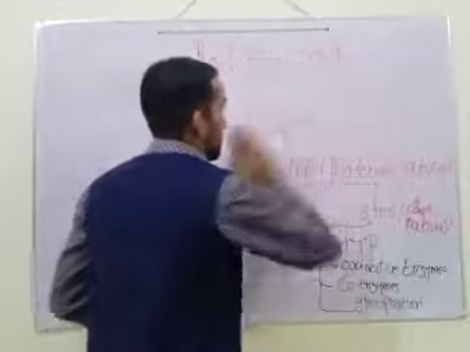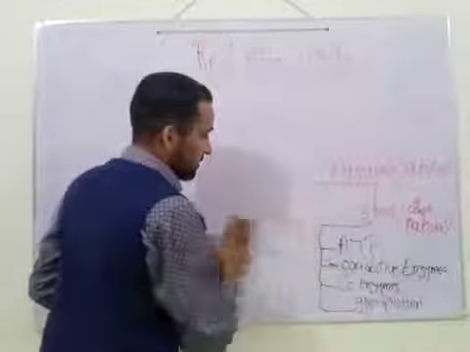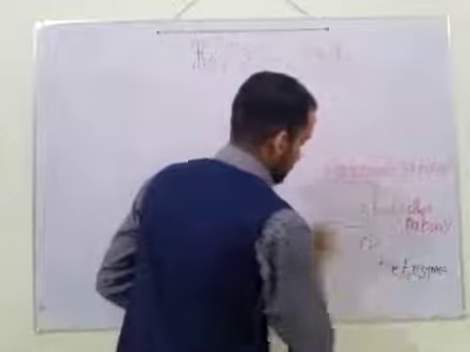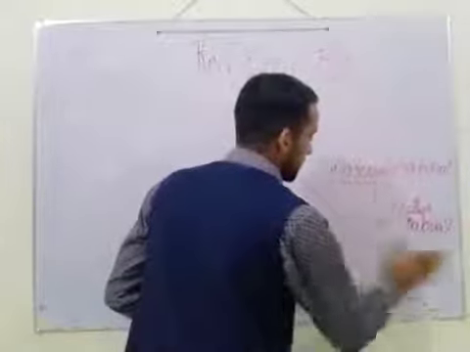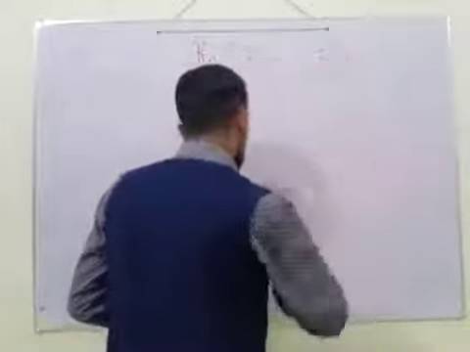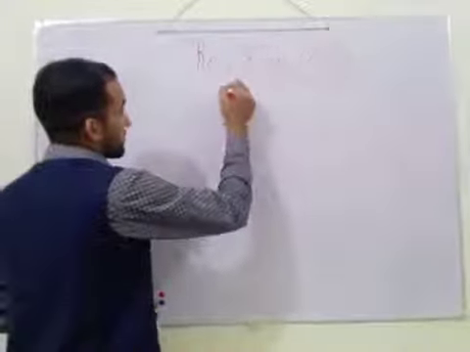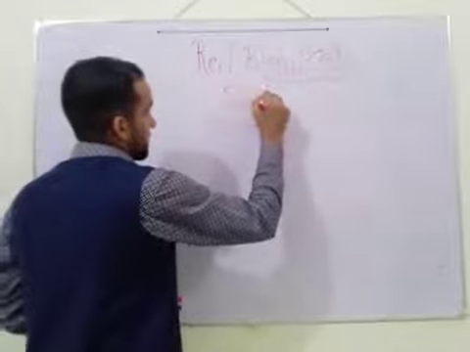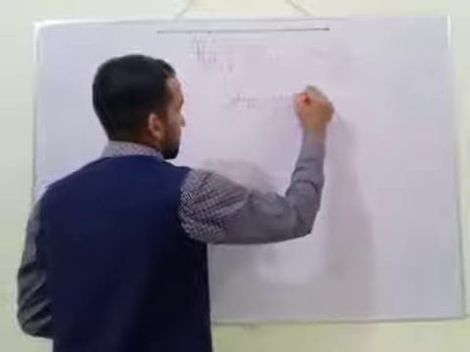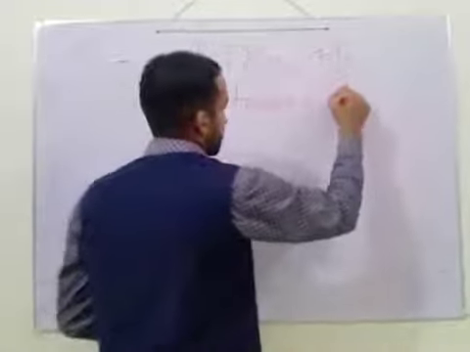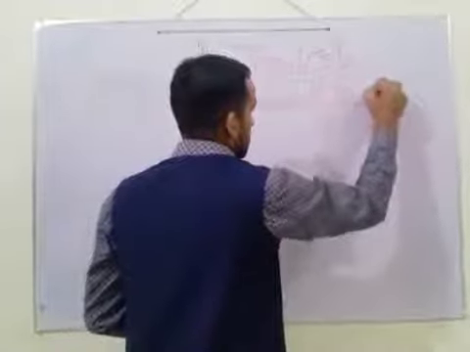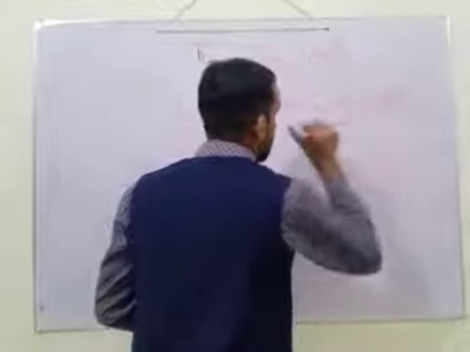Now we talk about the structure of red blood cells, what is the microstructure of red blood cell. So the third objective is the structure of red blood cells.